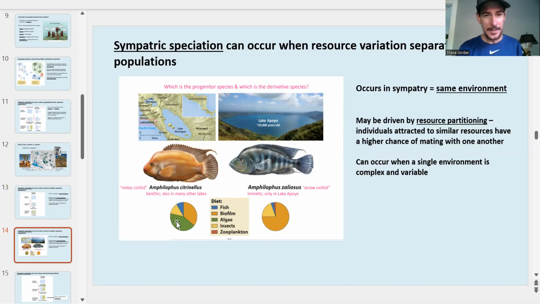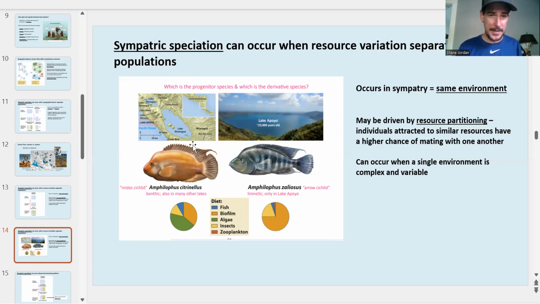Basically, the Midas cichlid is using a lot more algae for food compared to the arrow cichlid, which is instead feeding very heavily on something called biofilm, which, if you don't know what biofilm is, it's basically just layers of bacteria that are piled up on top of one another. You might call it slime, which you might have accumulating in your bathroom. But anyway, we can start asking questions about which of these two species was the progenitor and which one was the derivative when this lake was first colonized by cichlids.